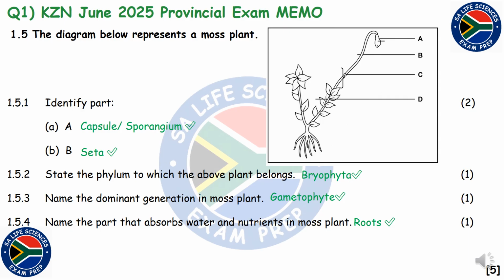Moving on to question 1.5.4, name the part that absorbs water and nutrients in the moss plant. That would be the root.